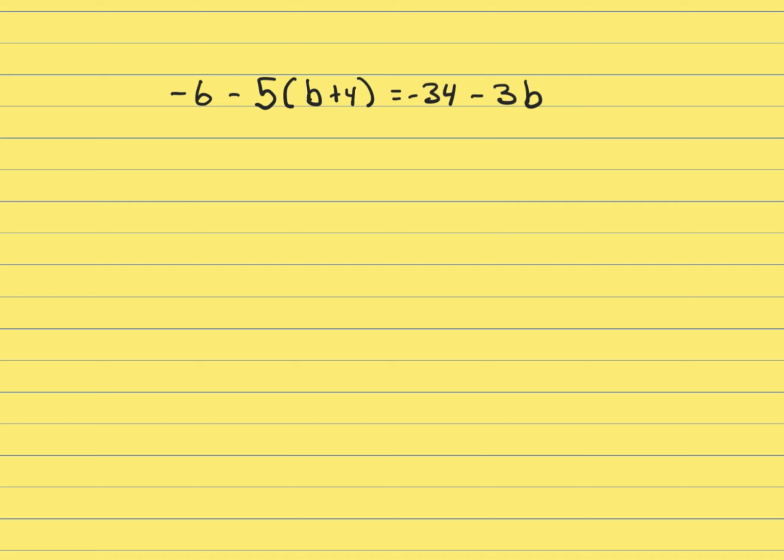The next one. Next one, we've got negative 6 minus 5, and then parentheses, b plus 4, is equal to negative 34 minus 3b.